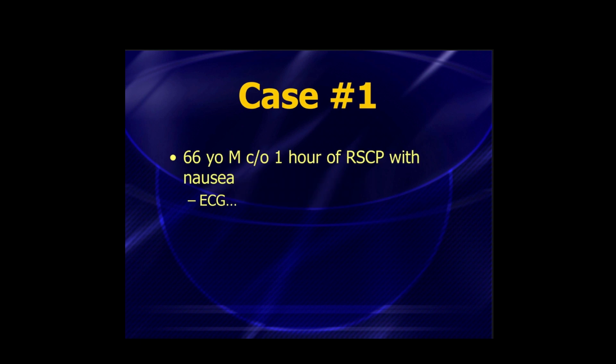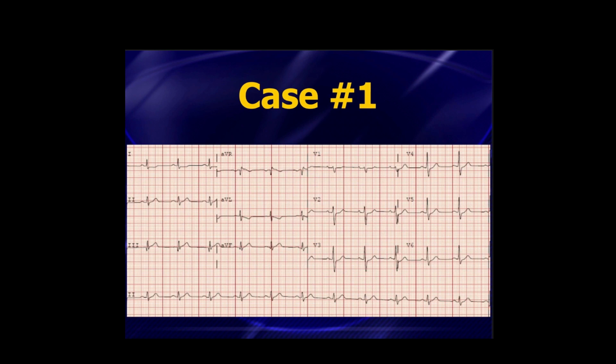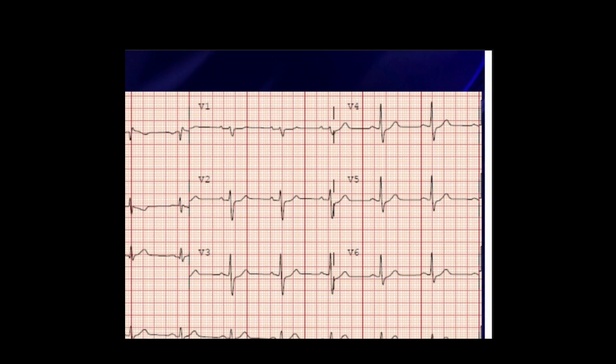He had a 66-year-old man who came in complaining of 1 hour of retrosternal chest pain with nausea. Clearly, these are concerning symptoms. We're going to get a quick 12-lead ECG. Hit your pause button and take a look at this and see what you think. By the way, the ECG machine is at most just going to call this non-specific. The reason is that out here in the anterior leads, there is just a tiny bit of ST segment depression, probably less than 0.5 millimeters. So your ECG machine is definitely not going to call that positive.